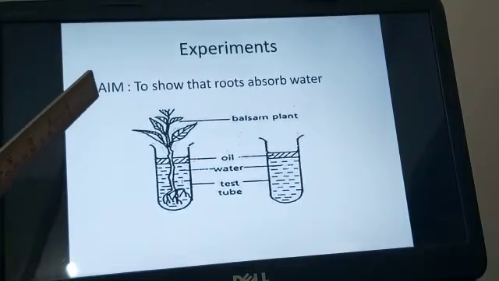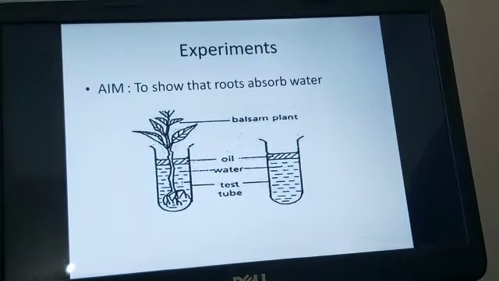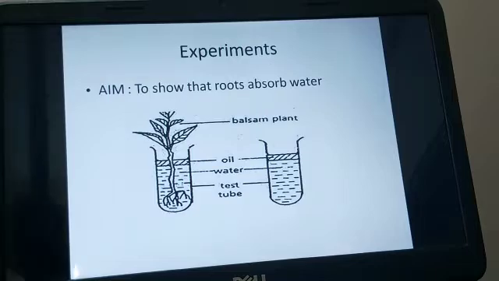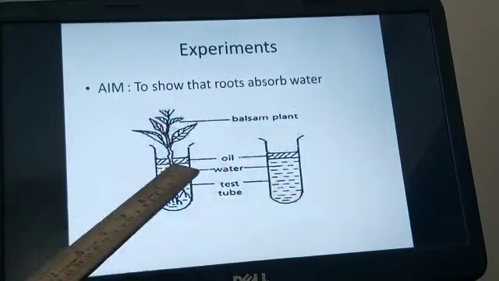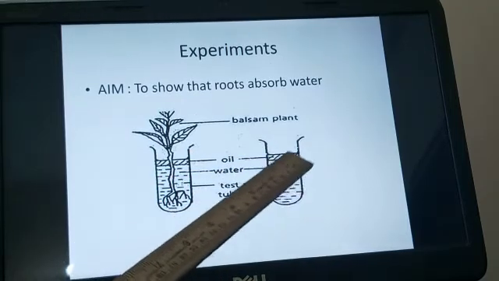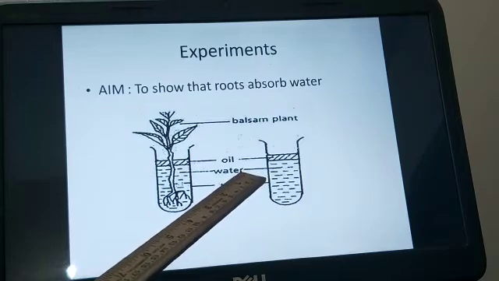The aim of the first experiment is to show that the roots absorb water. Now here in this experiment, you have to take two test tubes. This is A, for example, and this is B. And in both the test tubes, an equal amount of water is kept. So here you can see the water.